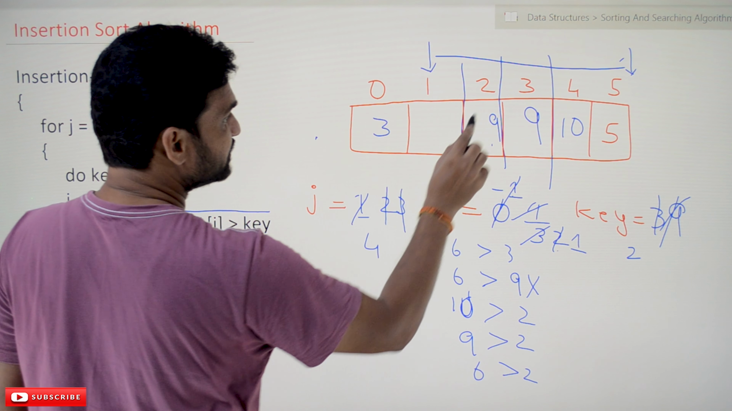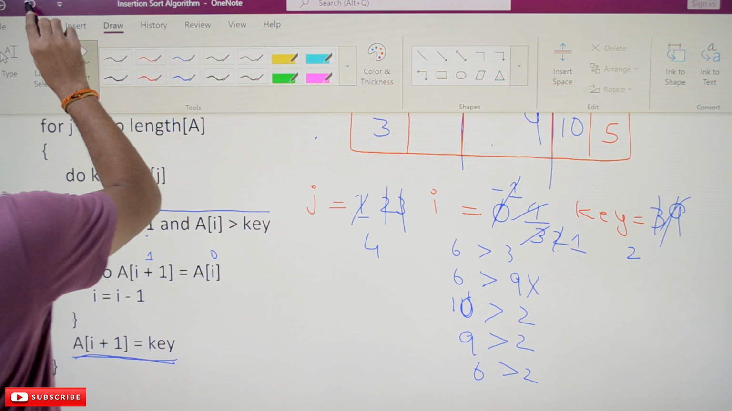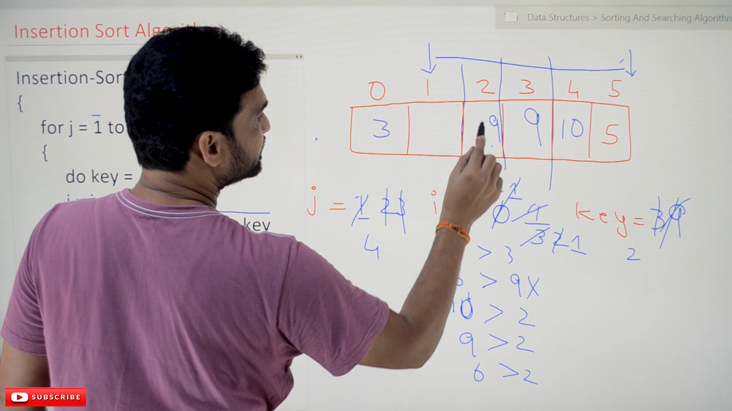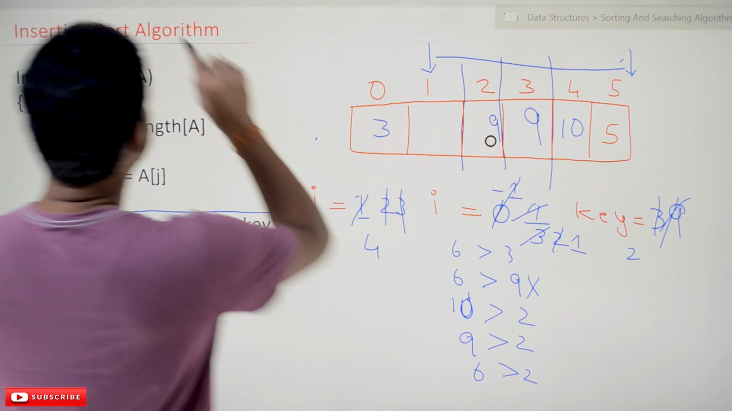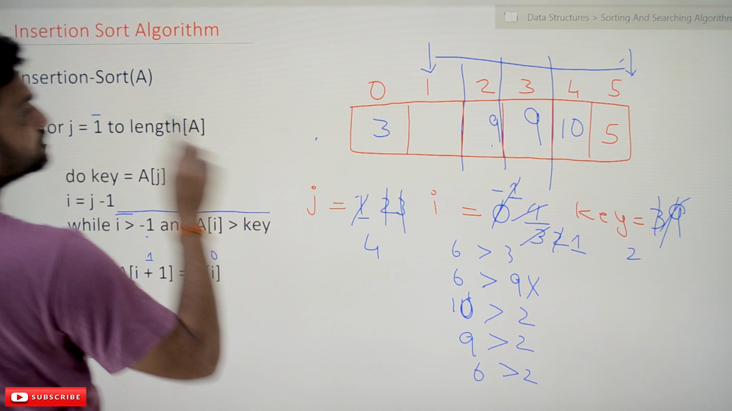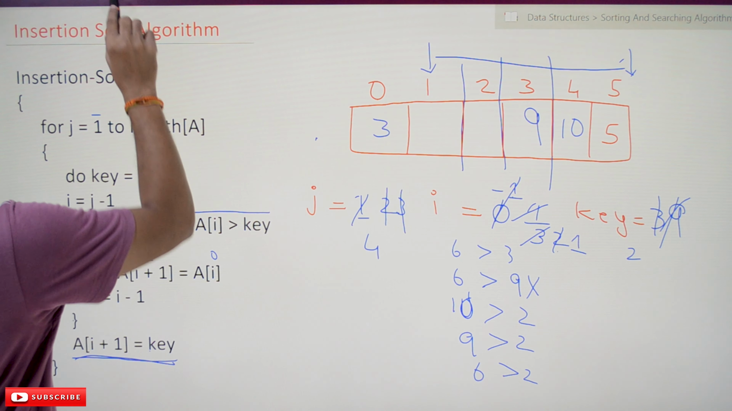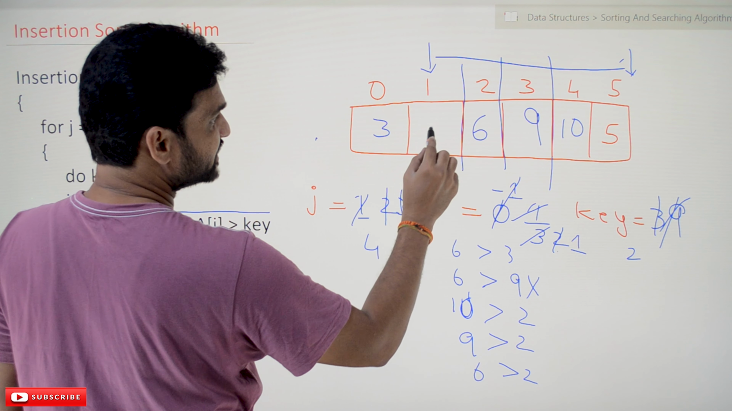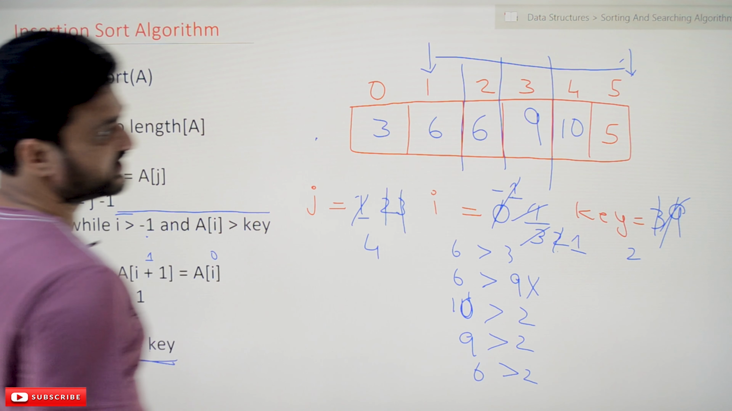So this one will be shifted here. Now this one will be 6 here. The 6 remains here, I have just deleted it, but it will get shifted here.